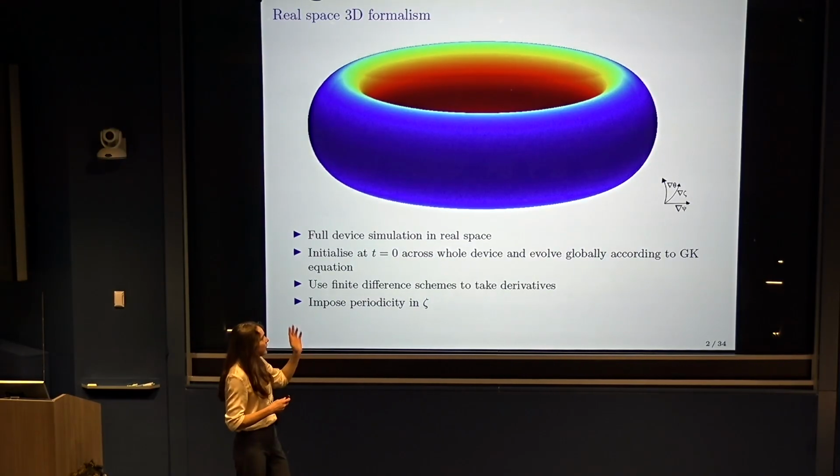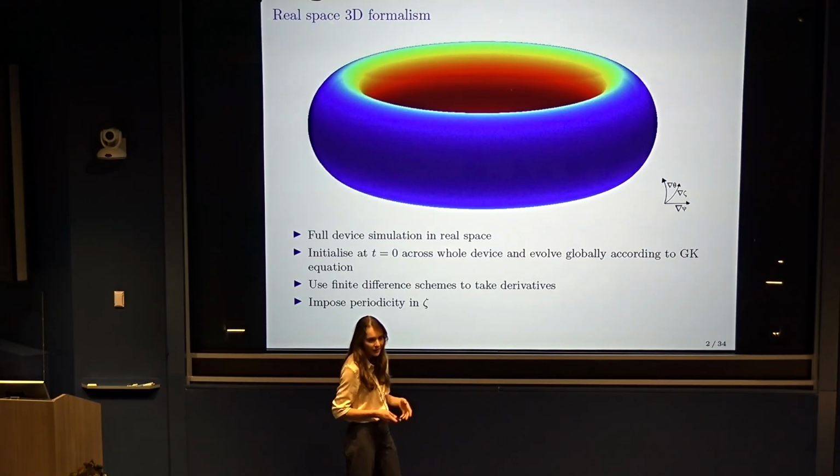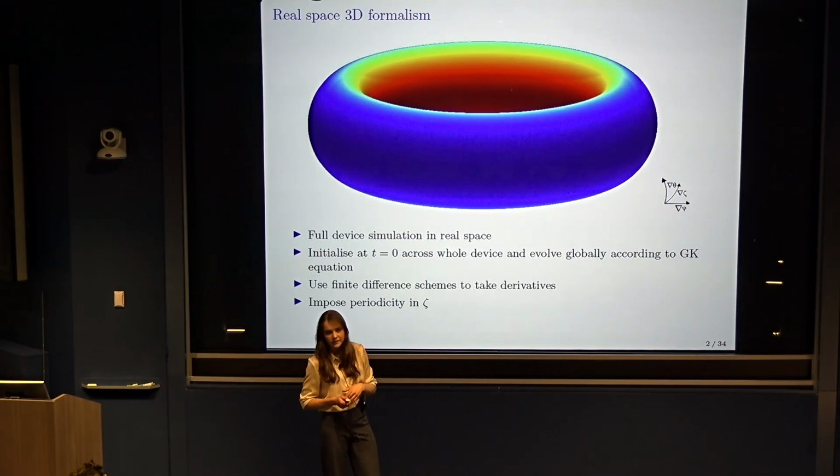This is very nice, and I'm just going to do everything in real space, which means that anytime I get a derivative in my gyrokinetic equation, I'm simply going to use finite differences in my stencil in real space to evaluate those, and I'm going to go through and do this.